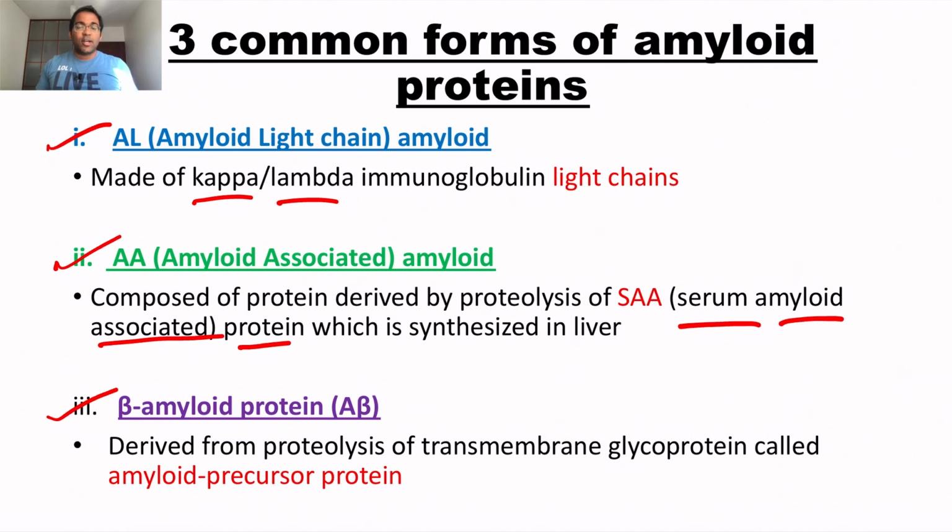Similar to that, we have something called SAA. It is an acute phase reactant protein. They usually shoot up in our blood when there is inflammation, and they are both synthesized in the liver. Now the third is beta amyloid protein.